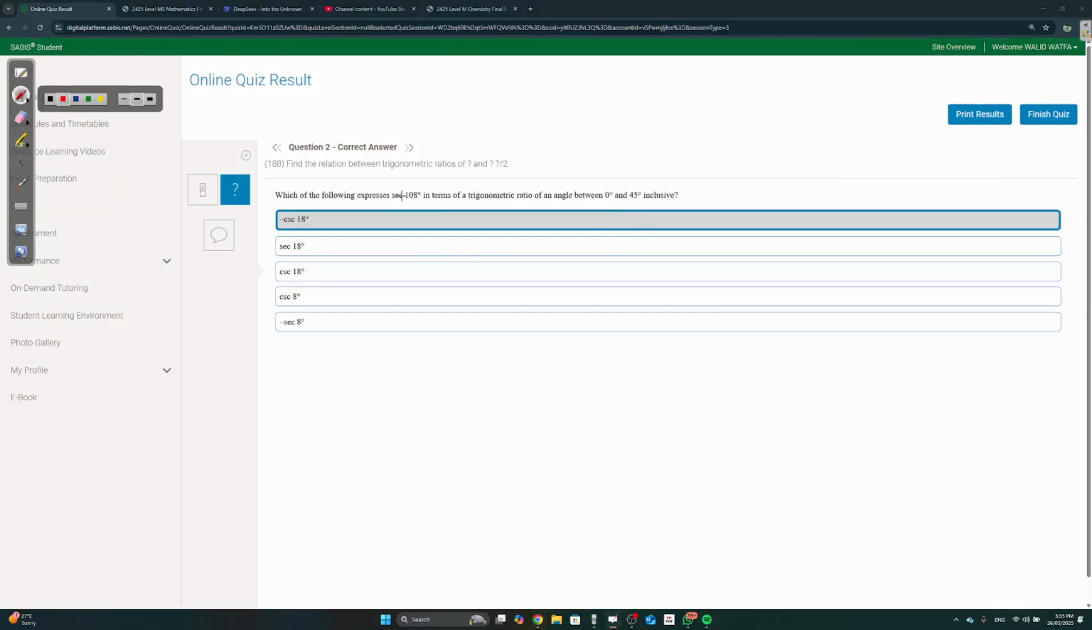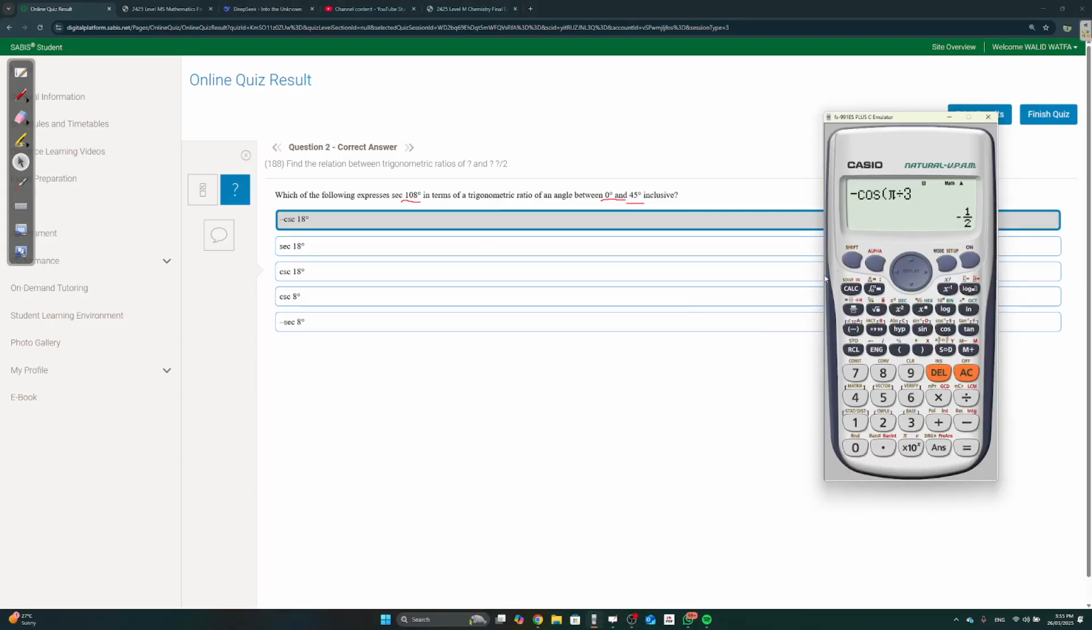Question 2. Which of the following expresses secant 108 in terms of a trigonometric ratio between 0 and 45 degrees inclusive? Again, I think we can just put this in a calculator. Secant 108 means 1 over cosine 108. How much do we get? Let me put this in degrees. Minus 3.23. So we need to see something that's minus 3.23.